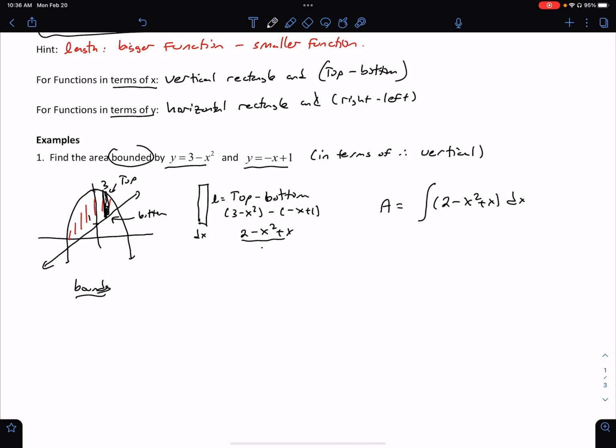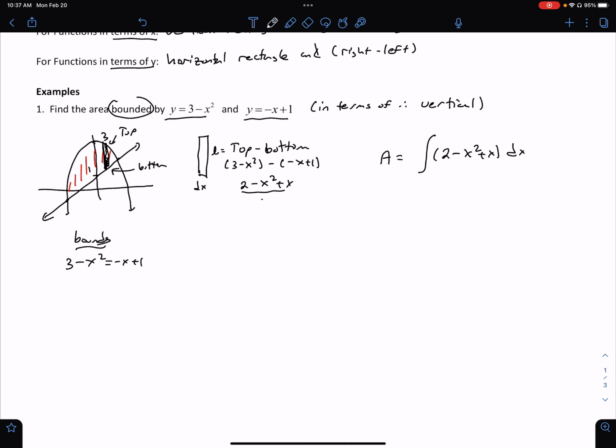So let's go ahead and do that. To get the bounds, we just want to find out where they meet. 3 minus x squared equals negative x plus 1. Solving this one, it's a quadratic, so I'm going to bring over my x squared. I get x squared minus x minus 2 equals 0. And this becomes x minus 2 times x plus 1 equals 0. So we get 2 and negative 1. And there we go, from negative 1 to 2.